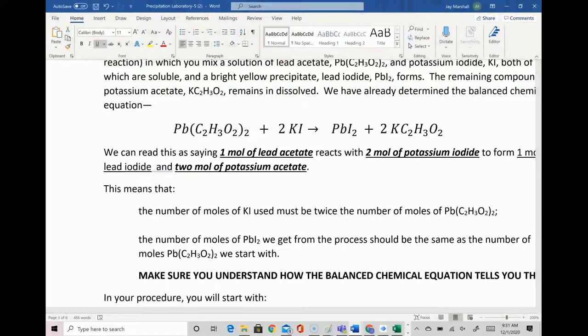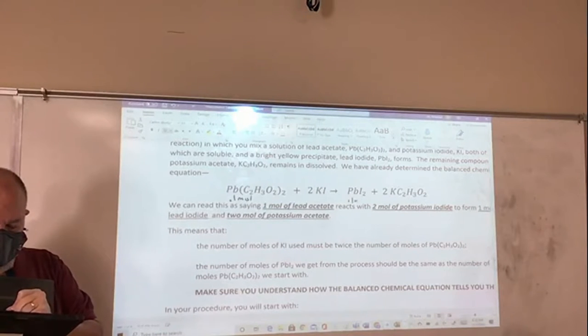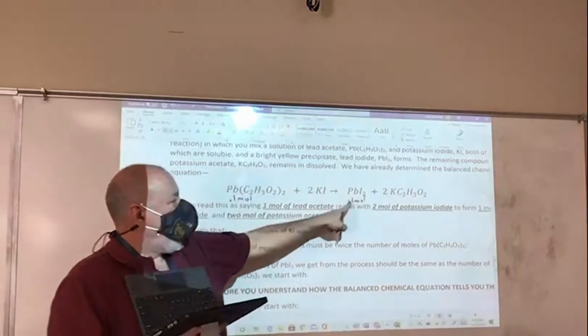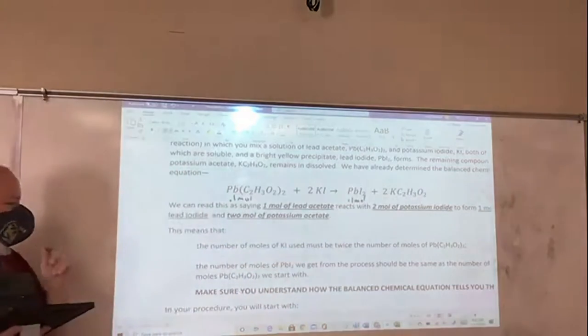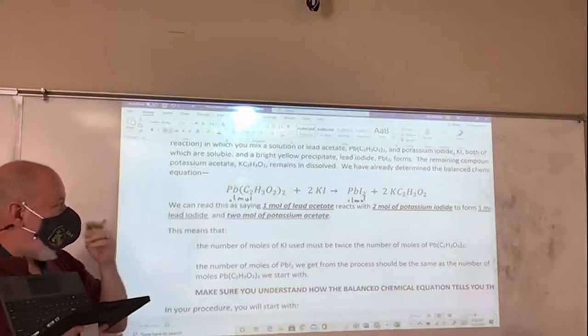If I start with 1 mole of this, I'm supposed to get 1 mole of this, because that's what the balanced chemical equation says. There's a 1 there. It's an invisible 1, and there's an invisible 1 there. My balanced chemical equation tells me how many moles I'm supposed to get. But if I start with 0.1 moles of this, then I should get 0.1 moles of this. How many moles of lead acetate did we actually start with?